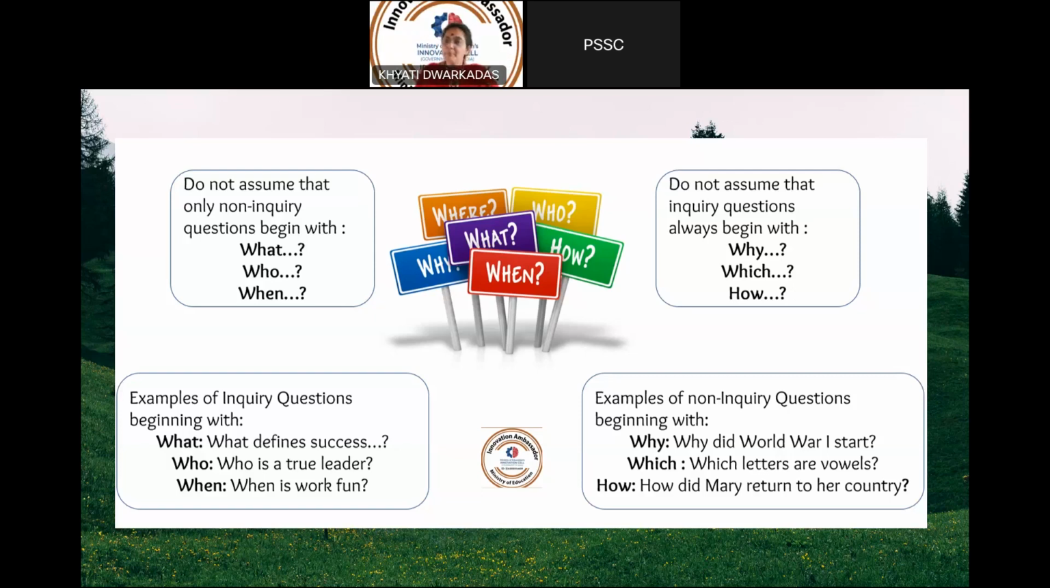So examples of inquiry-based questions beginning with what: what defines success, who is a true leader, when is work fun, these kind of questions. And non-inquiry based questions: why did World War I start? Which letters are vowels? How did Mary return to her country?